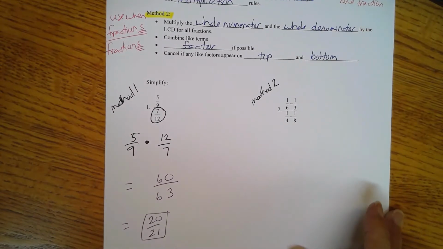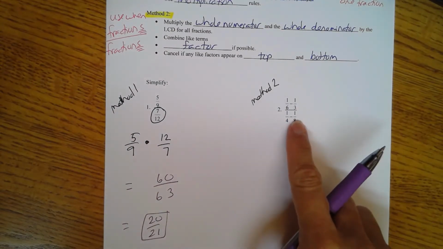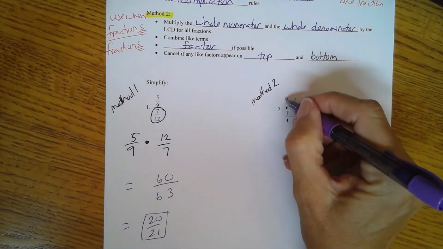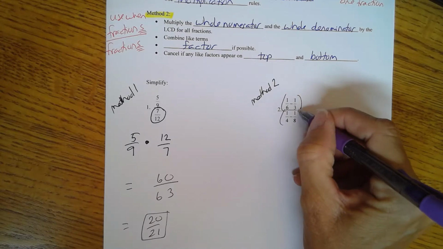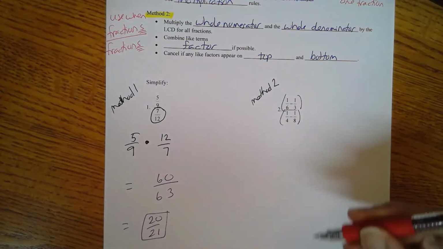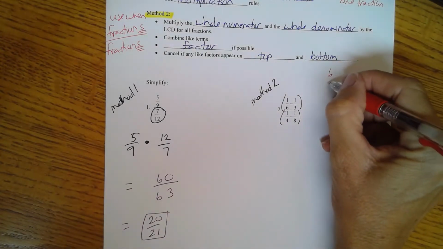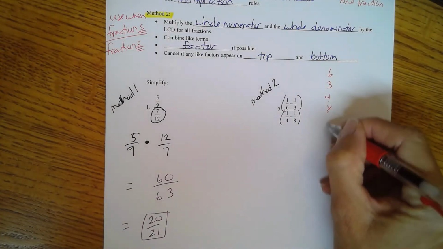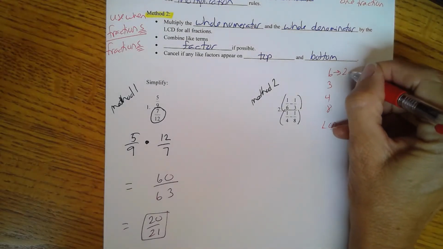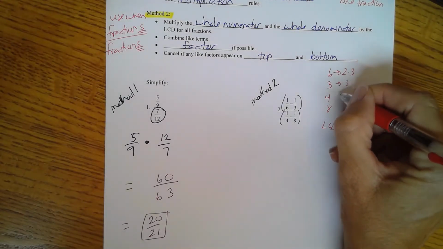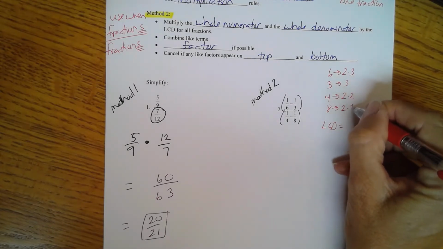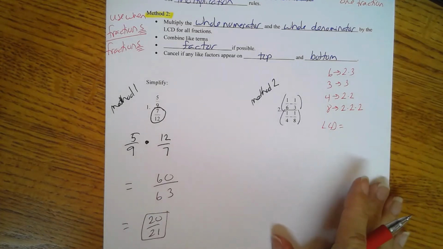Now Method 2 says if you have multiple fractions over multiple fractions, we want to find the LCD for all fractions and multiply the whole numerator by it and the whole denominator by it. So we're going to have to find the LCD for all fractions. Well, what are my denominators? I have a 6, a 3, a 4, and an 8. So I want to know what is my LCD. Well, 6 is 2 times 3. 3 is just 3. 4 is 2 times 2. And 8 is 2 times 2 times 2, making sure you go all the way down to primes.